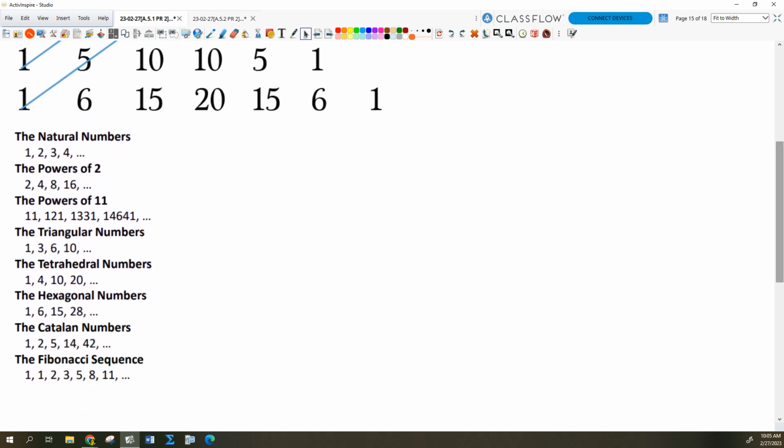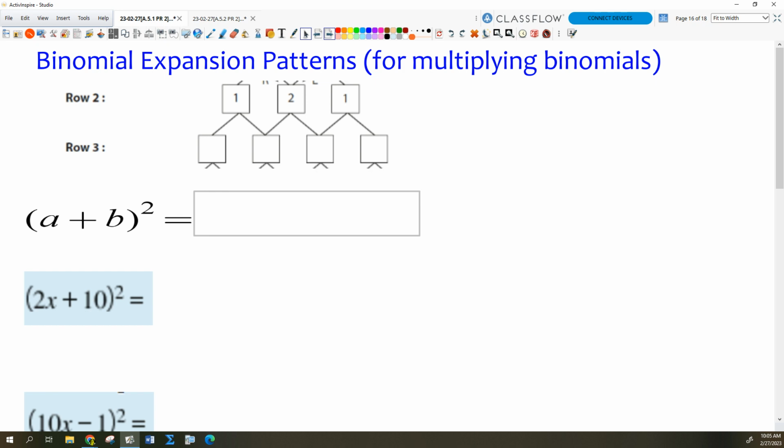But you find all these crazy number patterns that mathematicians use: powers of 11, triangular numbers, tetrahedral numbers, powers of 2. You can find all these things in Pascal's triangle if you just manipulate it the right way. So it's interesting. All right, but let's practice a couple of concrete problems here.